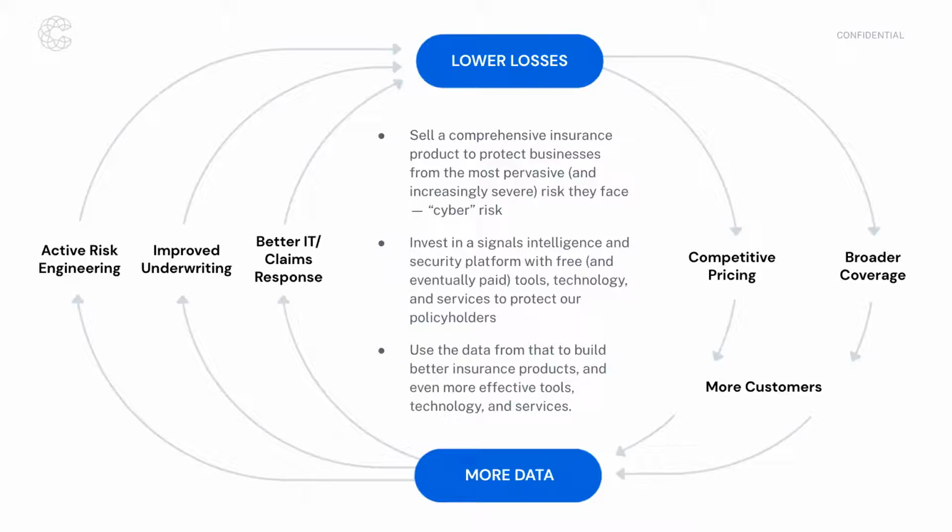All of those three buckets, security tools, improving underwriting, and a better claims experience for your policyholders, enable us to lower losses. As we lower losses, we strive to broaden our coverage and improve our pricing, which leads to more customers. And then this feedback loop continues.